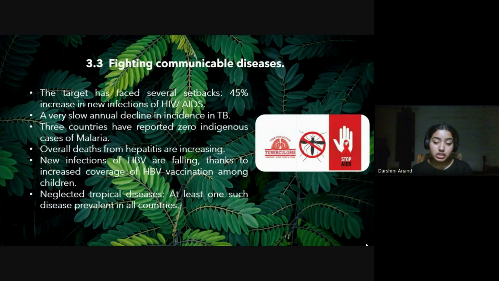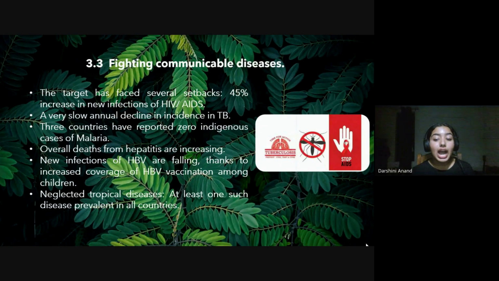The indicators for this target are number of new HIV infections per 1,000 uninfected population, tuberculosis incidence per 100,000 population, malaria incidence per 1,000 population, hepatitis B incidence per 100,000 population, and number of people requiring interventions against neglected tropical diseases. This target has, however, faced several setbacks, leading to an alarming 45% increase in new infections of HIV/AIDS.